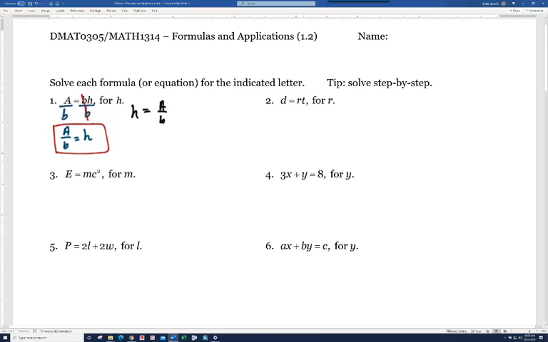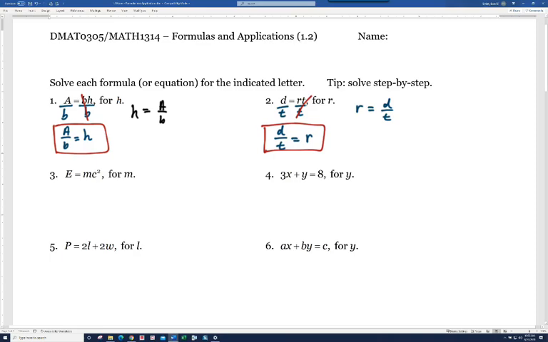All right, so on number 2, if I'm going to solve for r, I got to get rid of that t, and it's r times t. So we'll divide both sides by t. And when you do that, go ahead and cancel your t's. T over t is just 1. 1r, or r, is equal to d over t. And again, we can write that as r equals d over t. Doesn't really matter which side the r is on here.